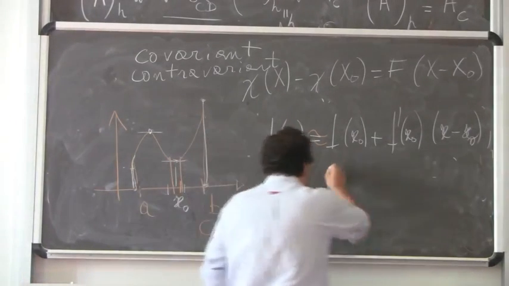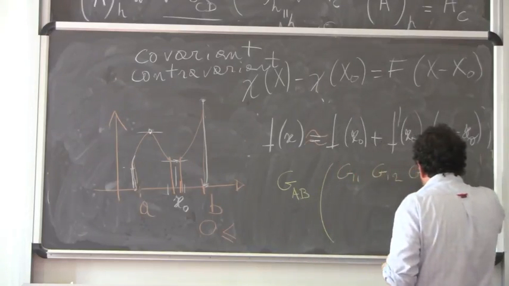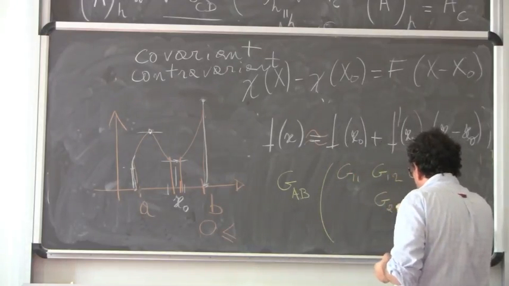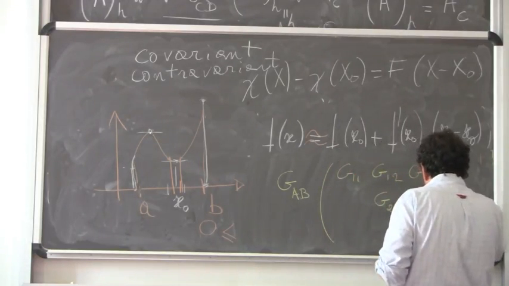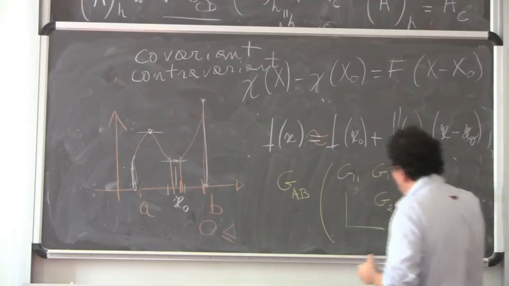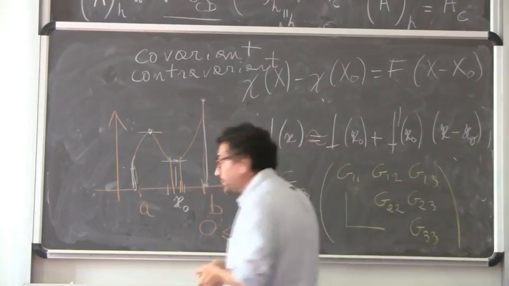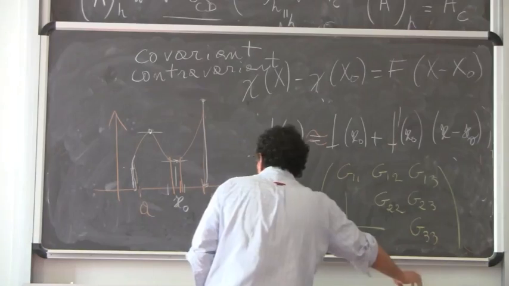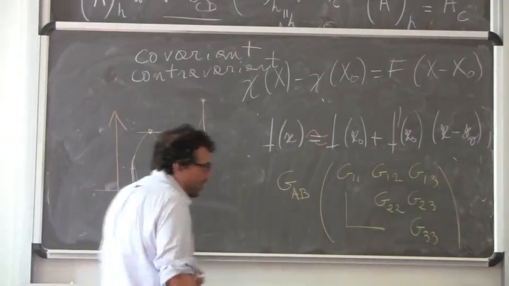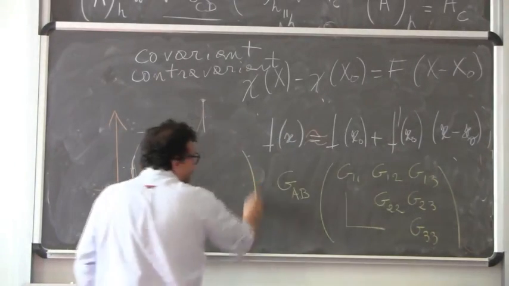We are writing it in this way: G11, G12, G13, G22, G23, G33, and I'm not repeating here because it is symmetric. I don't know why. You know, he was very clever, but he could not invent tensors. You know how he represented this G?